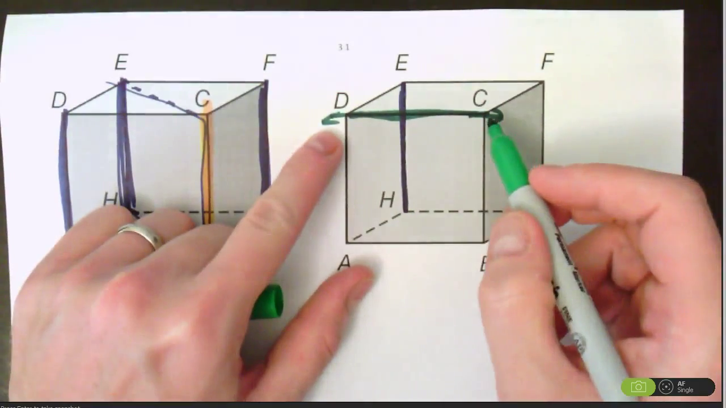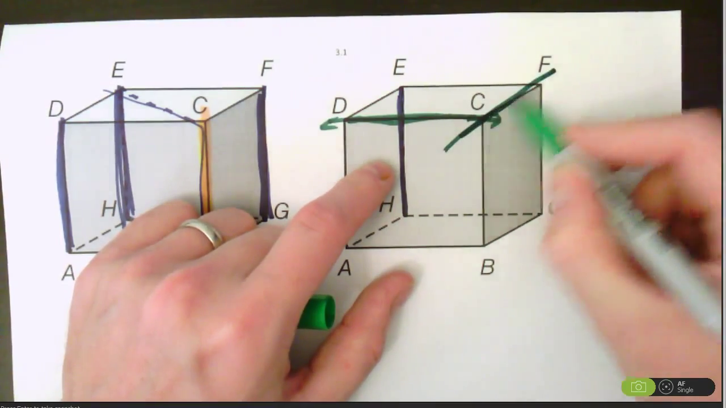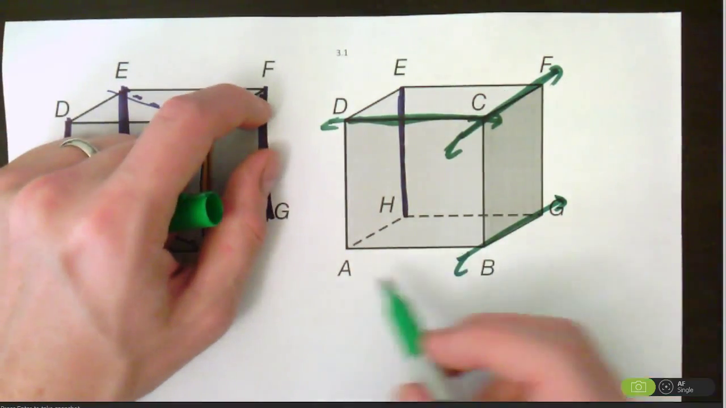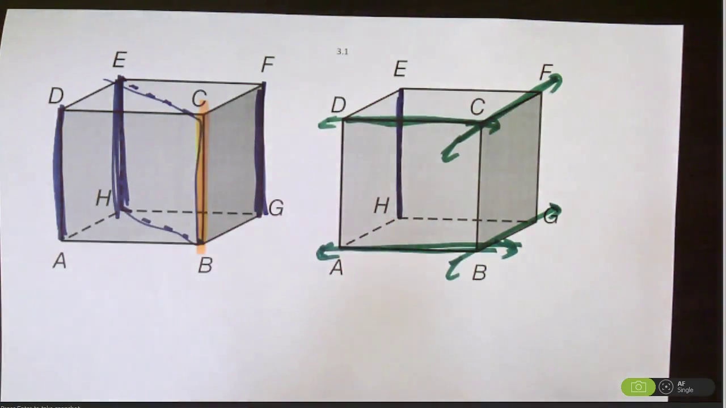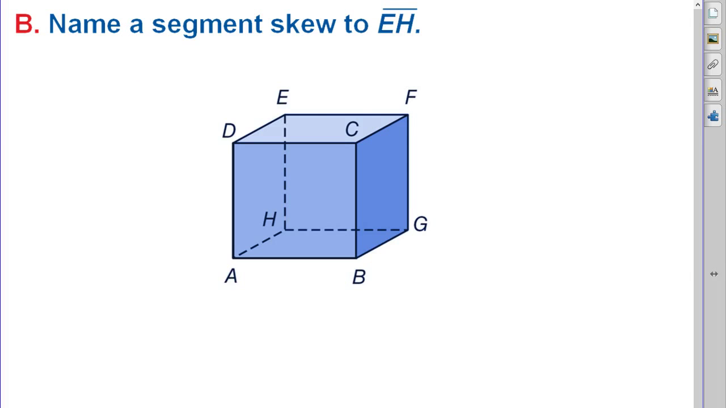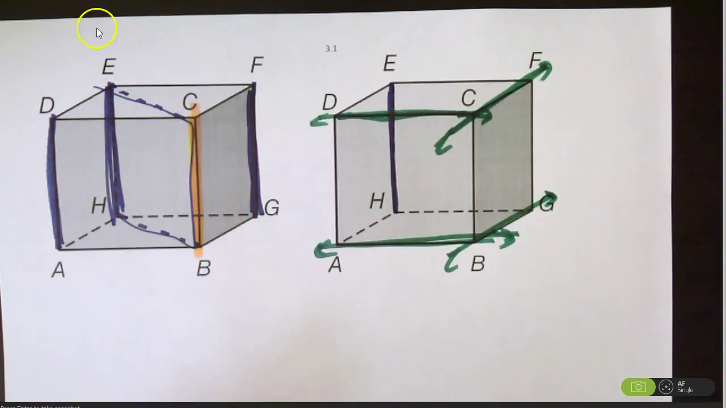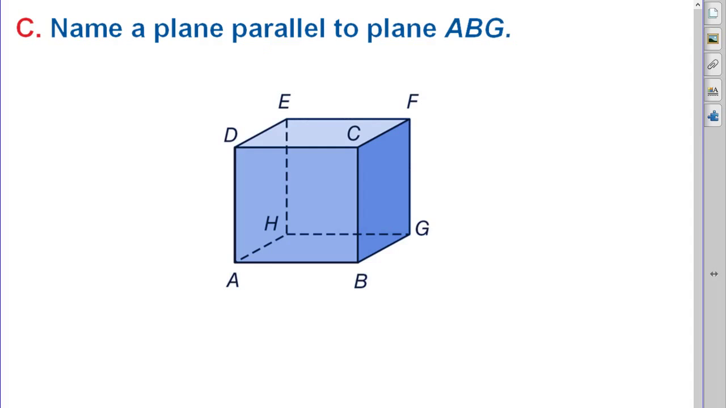So DC is a skew one. Not EF. FC is a skew one. BG is a skew one. And then AB is a skew one. Those are our four skew segments. I made them lines, but those are the four skew segments. Don't forget, as I talked about in this drawing, that EH and CB are parallel, not skew. In this case, BC and FE are parallel, not skew, because that's diagonal. And that's a much better drawing than I made, so I threw it in there to make it pretty.